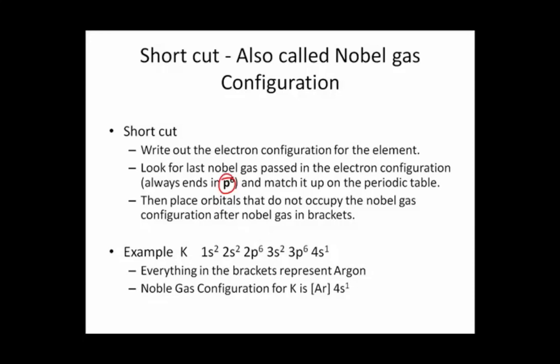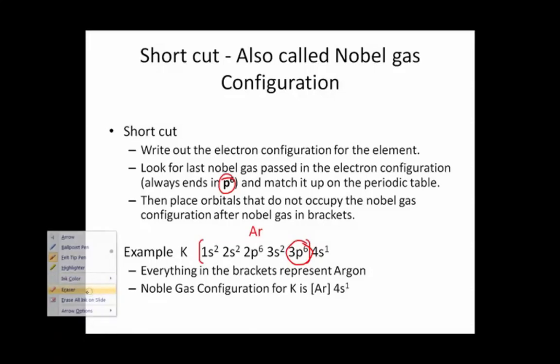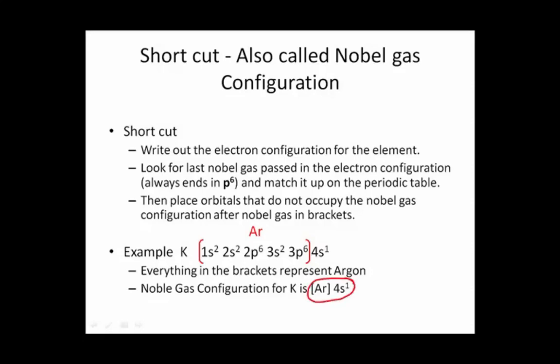Here's an example. You know that potassium is 1s2, 2s2, 2p6, 3s2, 3p6, 4s1. Since it ends in a p6 and it's closest to the end, that's going to be representative of a noble gas. So I'm going to put everything that has to do with that noble gas in brackets. And then I'm going to write everything after the brackets that is not included in the noble gas. So the noble gas configuration looks like this: brackets argon, 4s1.